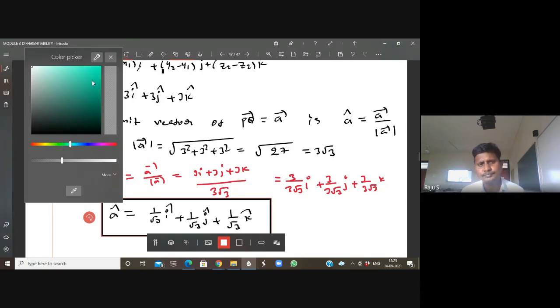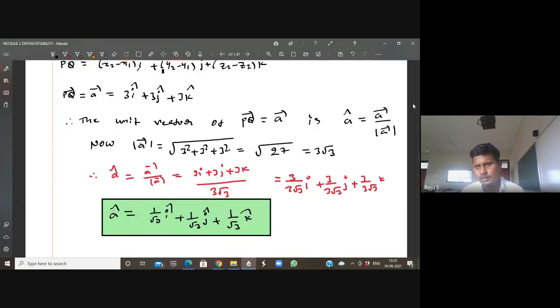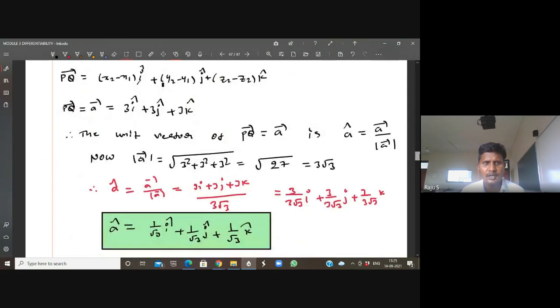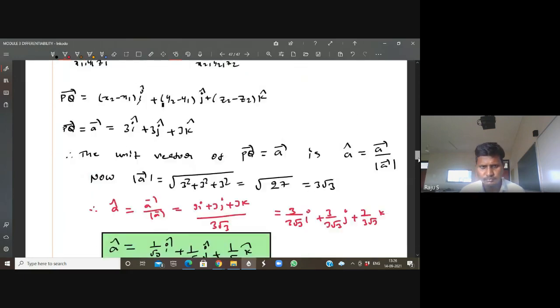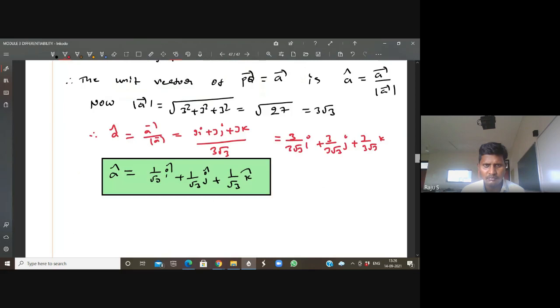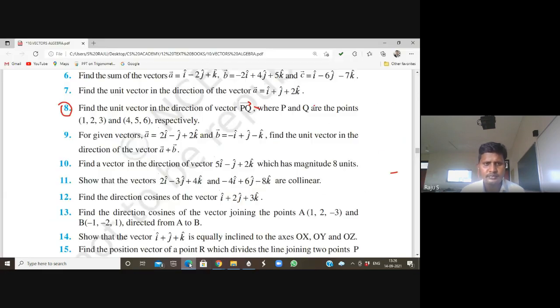Okay, students? First, you have to find the vector PQ. With the help of that, otherwise you have to find the position vector OP. That is the second method: find OP vector, you can find OQ vector. After that, PQ vector is equal to OQ minus OP. This is also a very easy method, method 2. Coming to the next question.